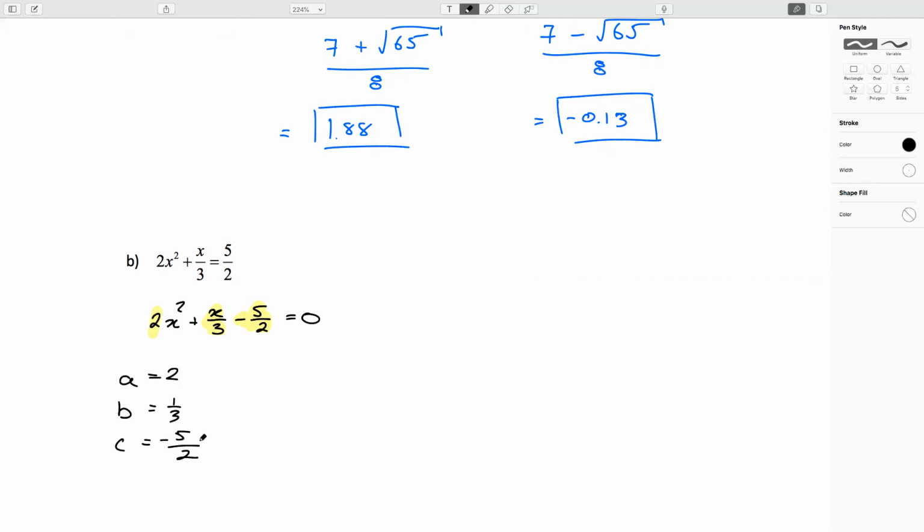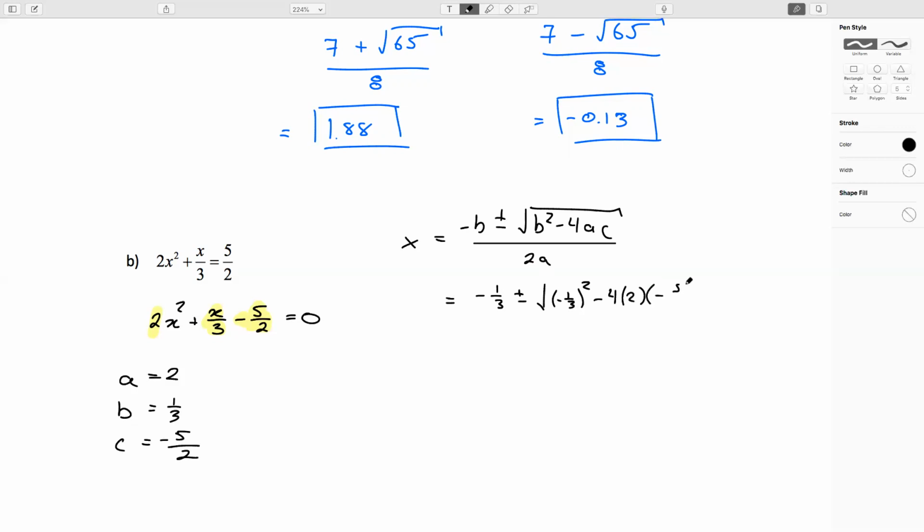So let's build the quadratic formula. X equals negative b plus or minus the square root of b squared minus 4ac, all divided by 2a. Let's put in our numbers now. So minus b becomes negative 1/3, plus or minus b squared. So b squared is negative 1/3 whole squared, minus 4 times a, which is 2, times c, which is negative 5 over 2. All divided by 2 times a, which is 2.